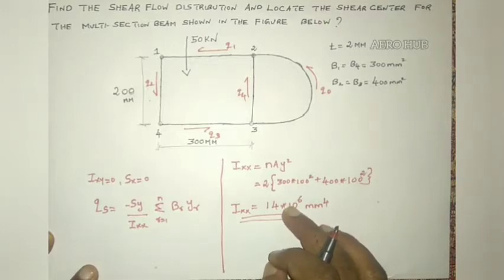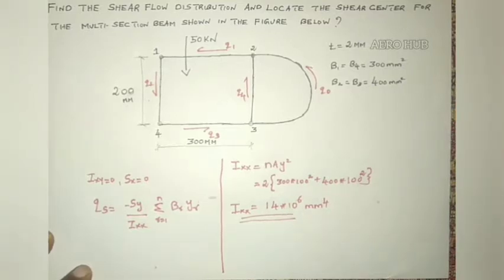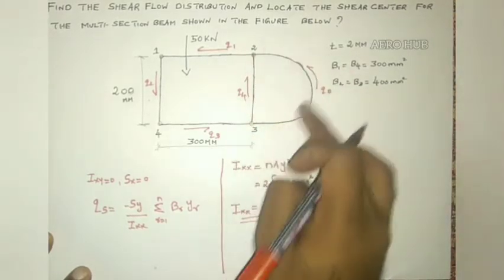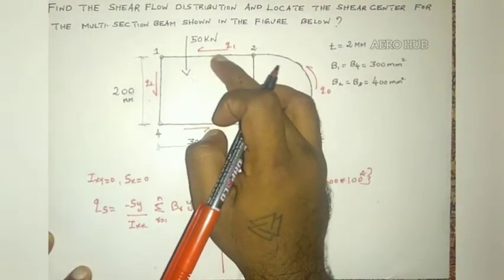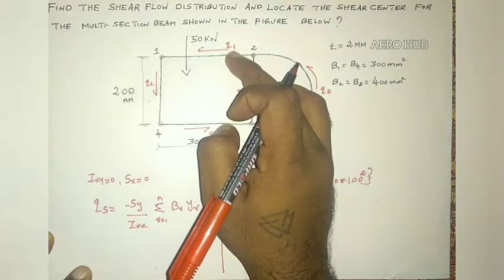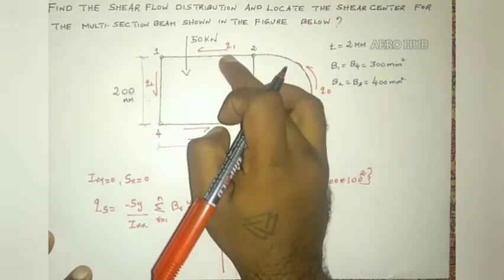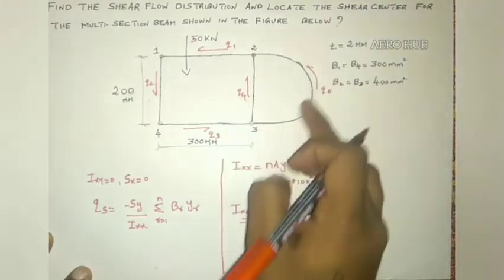Now we have to give a cut. Since the section is a closed section, we have to give a cut to find the value of shear flow. But I'll use one other method here. I am not providing a cut here. I'll assume that for portion 2, 3, this curved web, the shear flow is a constant Q naught, and for portion 1, 2 the shear flow will be constant, that is Q1.